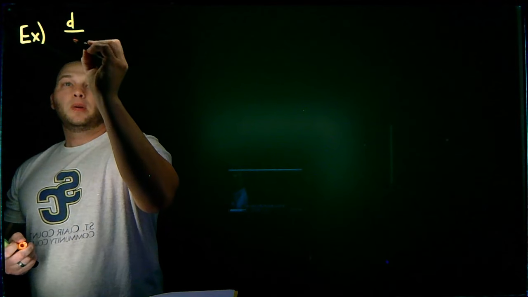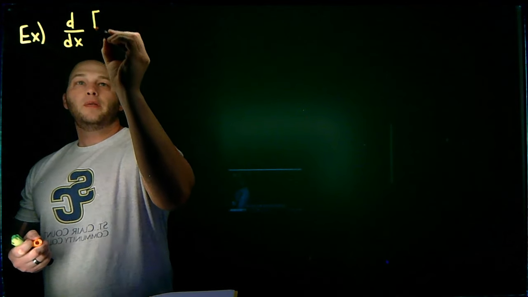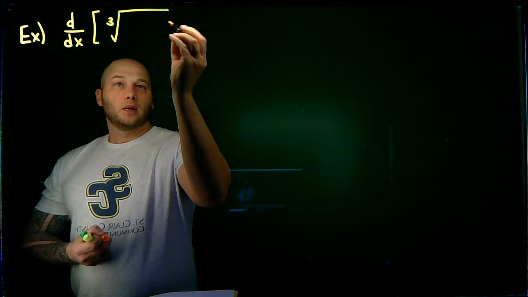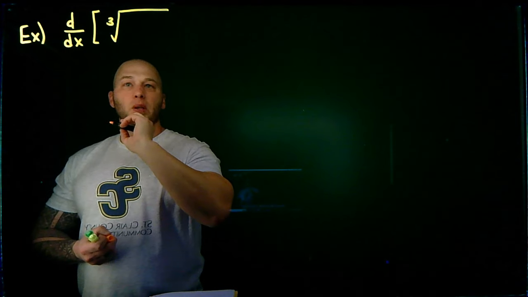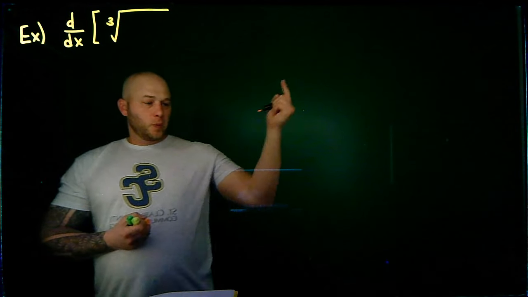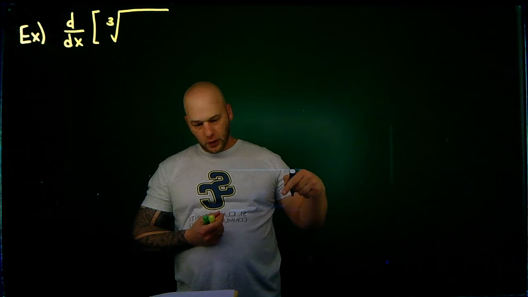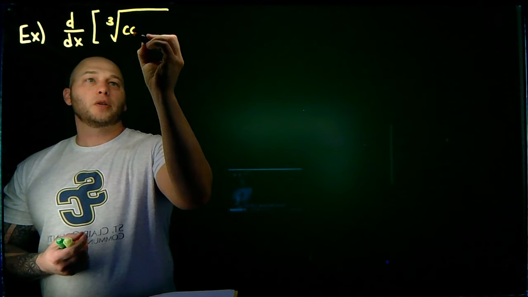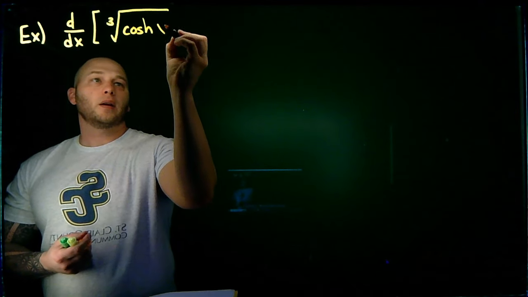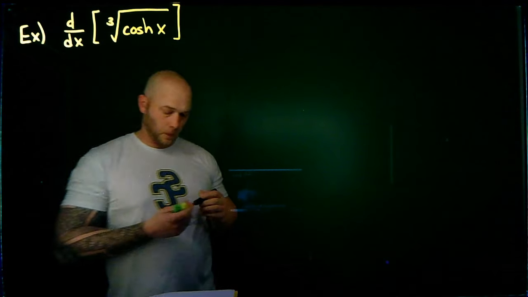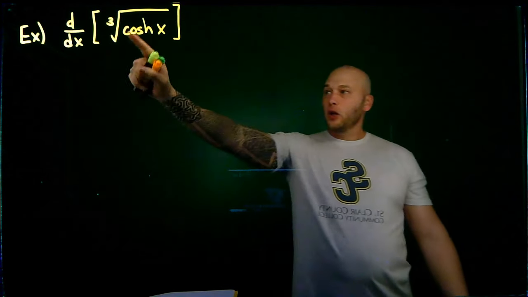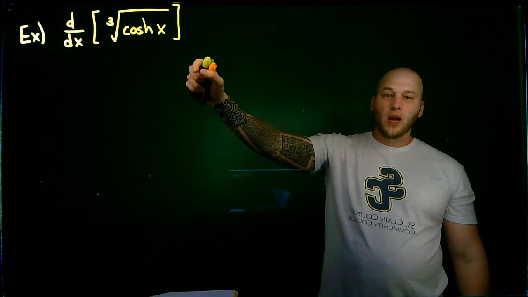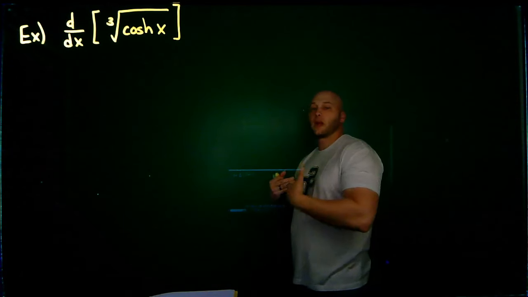Let's look at computing the derivative of the cube root of, let's see, what haven't we used yet? We've done exponentials, we've done some trig functions, here's a radical. Let's do a hyperbolic function. Let's do the cube root of the hyperbolic cosine function. Cube root would be what I'm plugging into, therefore my outside function. The hyperbolic cosine is the inside function because that's what I'm plugging in.